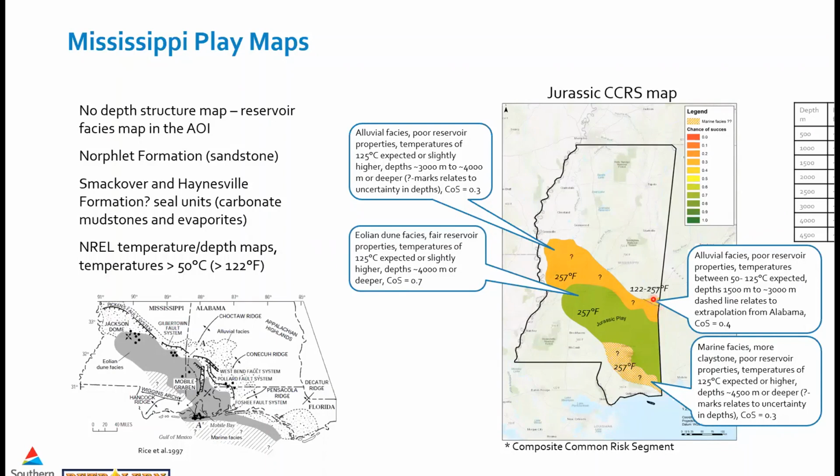Over here, it's 0.4, the chance of success, and it's extrapolated from Alabama, as I just said.